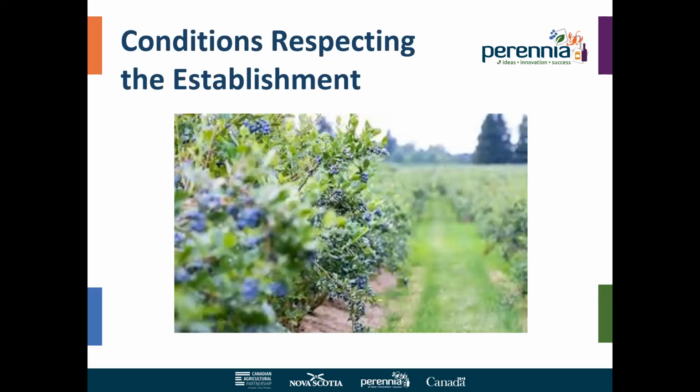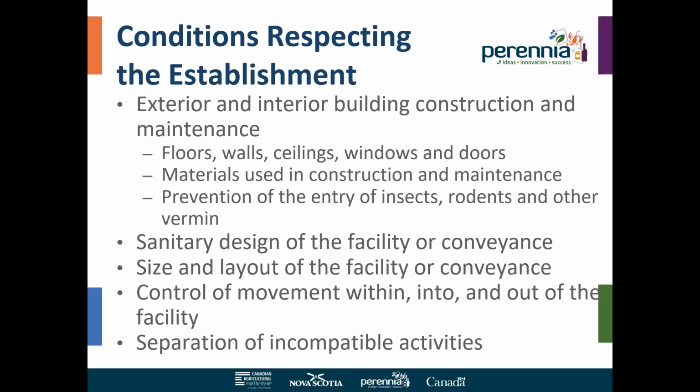So conditions respecting the establishment. This is the next preventive control. So some of the things that fall under conditions respecting the establishment: the exterior and the interior building construction and maintenance of it. So what's the floors, walls, ceilings, windows, and doors like at your facility? Are they in good shape? Are they in good repair? Do they require maintenance? Are your windows screened? Are your doors sealed properly?